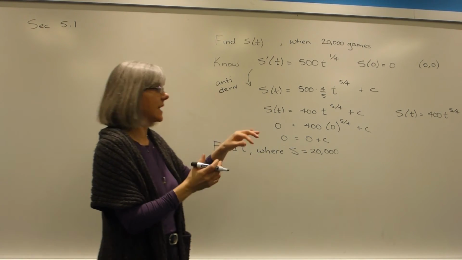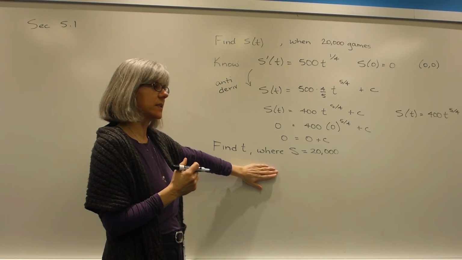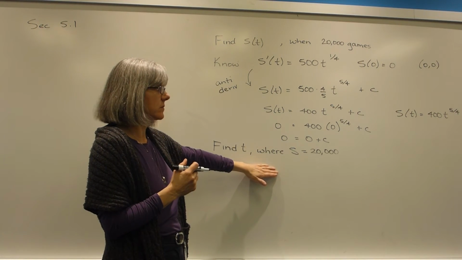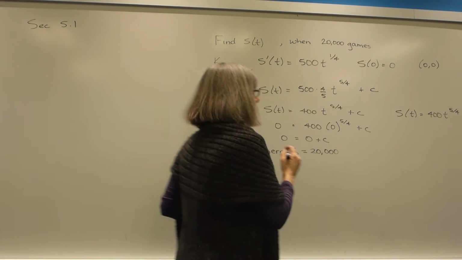So 20,000 games, that's the number of games, that's S. When it says find T, what does that suggest that I need to do then? 20,000 for us. Yeah, put 20,000 here for S and solve for T. So let's come over here and do that.